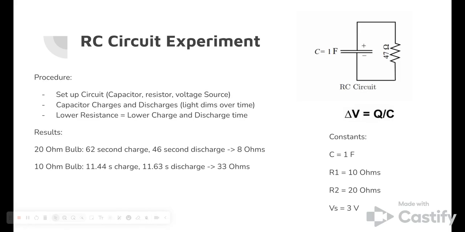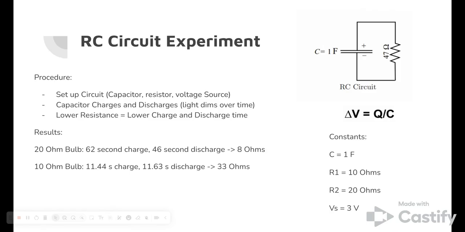For the RC circuit experiment, the procedure was to set up this circuit with a capacitor, a resistor, and a voltage source. The capacitor charges and discharges, and the light dims over time. Lower resistance means a lower charge and discharge time. Results of this are that a 20 ohm bulb had a 62-second charge and a 46-second discharge. A 10 ohm bulb had an 11.44 charge and 11.63 discharge.